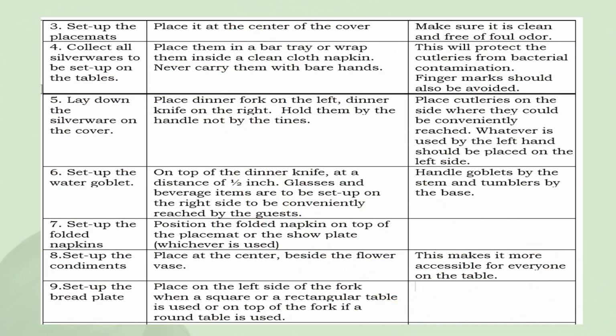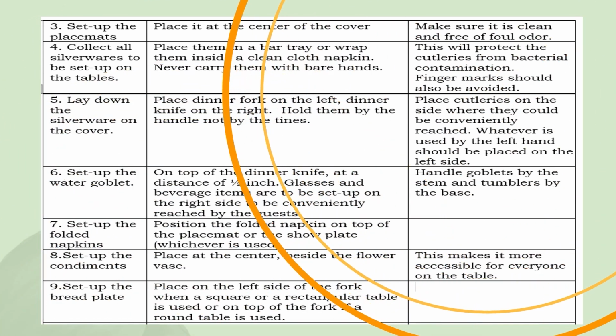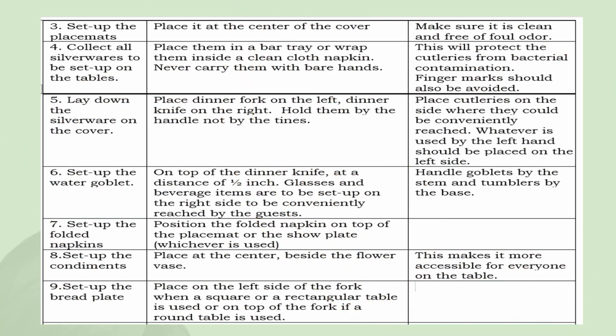Number 7, set up the folded napkins. Position the folded napkin on top of the placemat or the show plate, whichever is used. Number 8, set up the condiments. Place at the center beside the flower vase. This makes it more accessible for everyone on the table. Number 9, set up the bread plate.